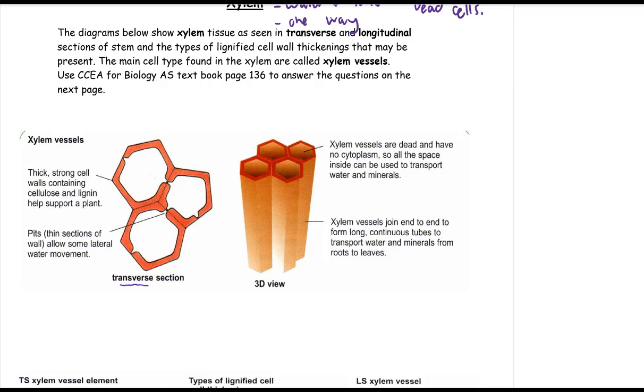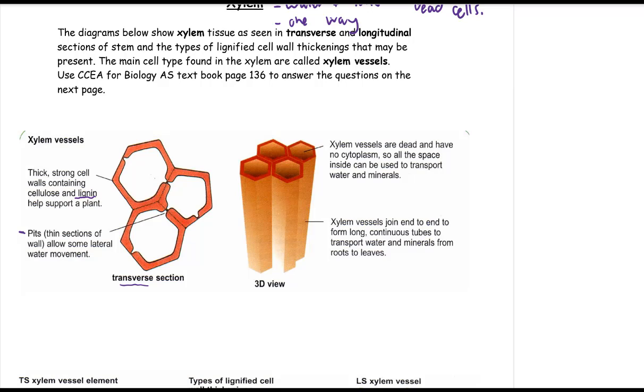So the xylem vessels contain thick, strong cell walls containing cellulose and lignin to help support the plant. Lignin is this pretty important material that you only find lining cell walls of the xylem vessels. It's a really strong substance. It's also impermeable to water, which basically means that once water gets into the xylem, it can't get out unless it travels through these little pits, which are little sections of the wall where some water can move out.